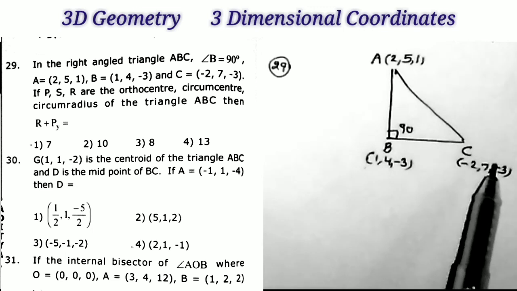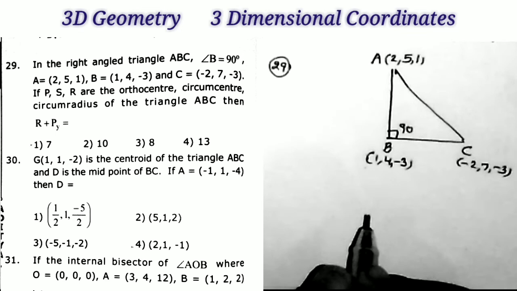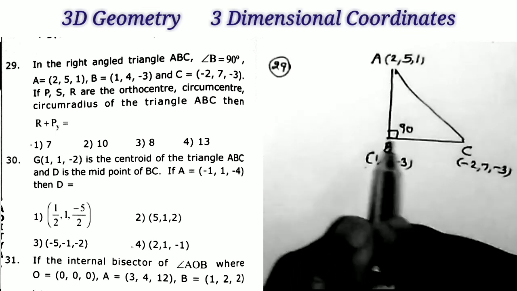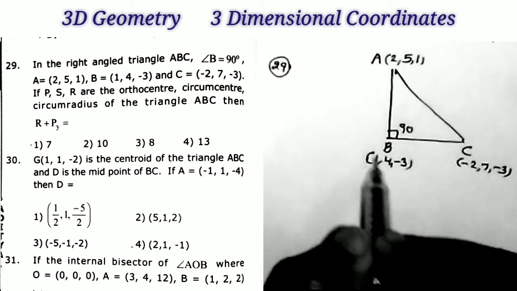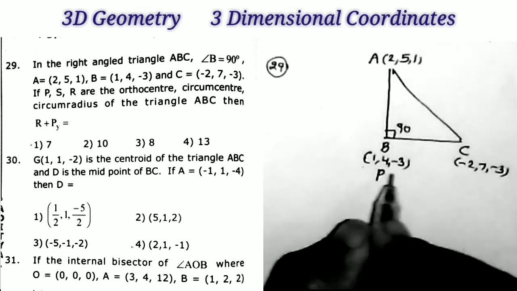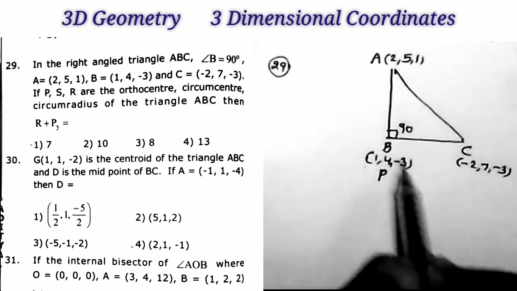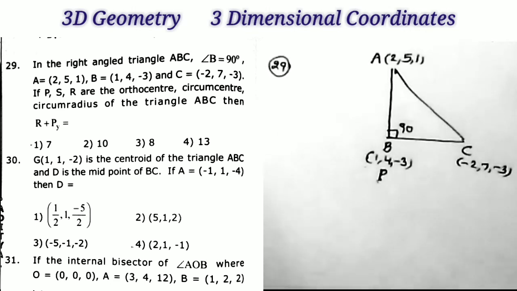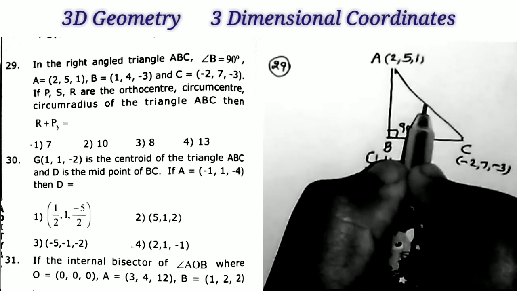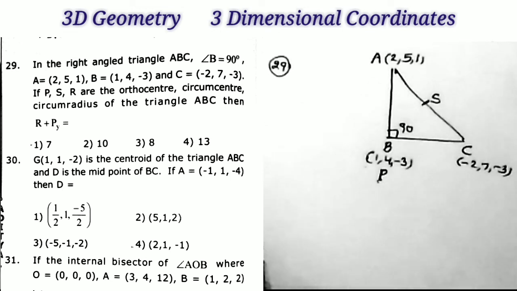Then what is the value of R plus Py? Given that P is the orthocenter. Since it is a right angle triangle, the point B itself becomes the orthocenter. That is, here P is equal to 1, 4, minus 3. In a right angle triangle, the orthocenter is the point of intersection of the perpendicular lines. And also given S is the circumcenter. In a right angle triangle, the circumcenter is nothing but the midpoint of the hypotenuse.